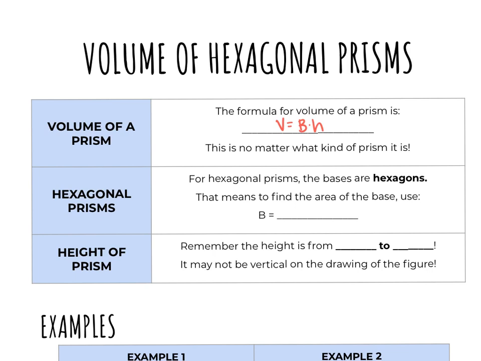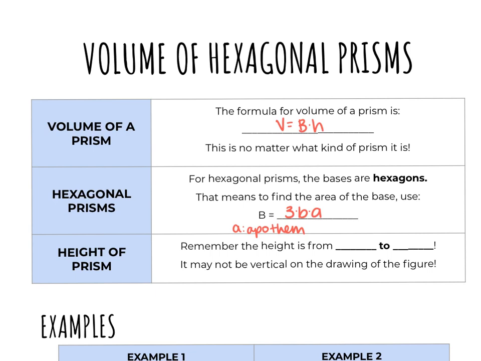Now for a hexagonal prism, the base has to be the hexagon. We've reviewed how to find the area of a hexagon, and to do that, you use the formula 3 times B times A. Remember, A stands for the apothem. It's kind of like a radius of a hexagon.